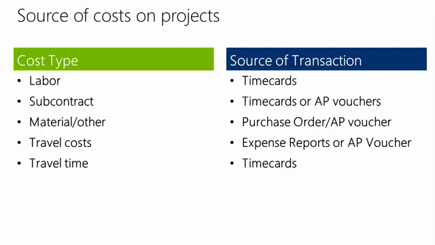However, we do have customers who desire for their subcontracts to enter time cards, which would allow them to bill those subcontracts more quickly than if you're waiting on an invoice from a vendor. We also would have materials or other direct costs. Typically, these would come through a purchase order or an AP voucher. We can also have travel costs, which would generate from an expense report or through an AP voucher as well. And then we could have travel time that would also come from a time card.